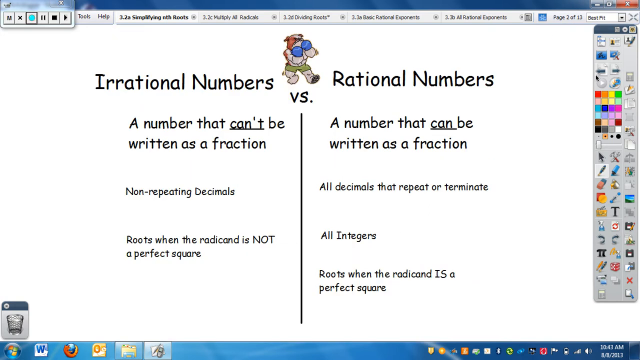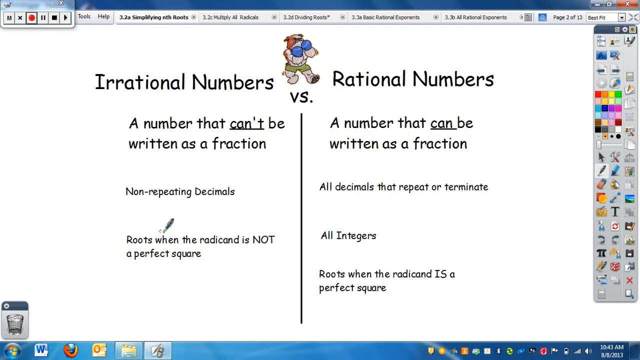So there are two types of numbers. There are irrational numbers and rational numbers. Irrational numbers are numbers that cannot be written as a fraction, versus rational numbers are numbers that can be written as a fraction. I like to think if you're a rational person, you kind of have your head on straight, so they're nice and clean, where an irrational person is kind of all over the place, which they can't be written as a fraction.